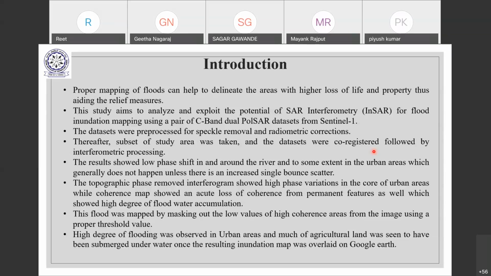So coming back, the topographic phase removed interferogram showed high phase variation in the core of the urban area, while coherence maps show an acute loss of coherence from permanent features as well, which showed a high degree of flood water accumulation. This flood was mapped by masking out the low value of high coherence area from the image using a proper threshold value. The high degree of flooding was observed in the urban area, and much of the agricultural land was seen to have been submerged under water once the resulting inundation map was overlaid on Google Earth.